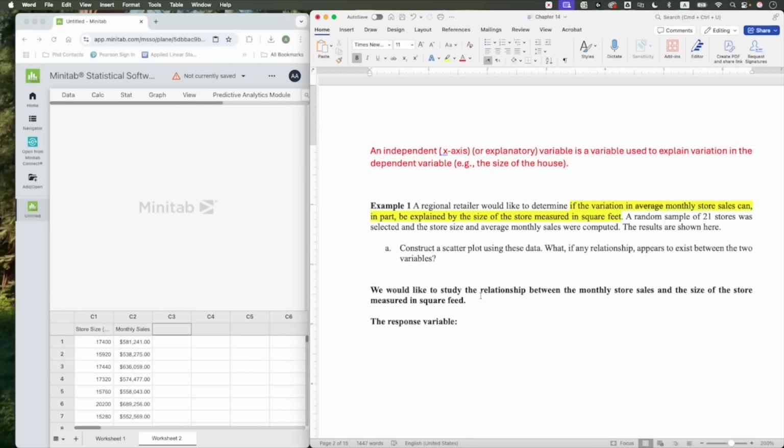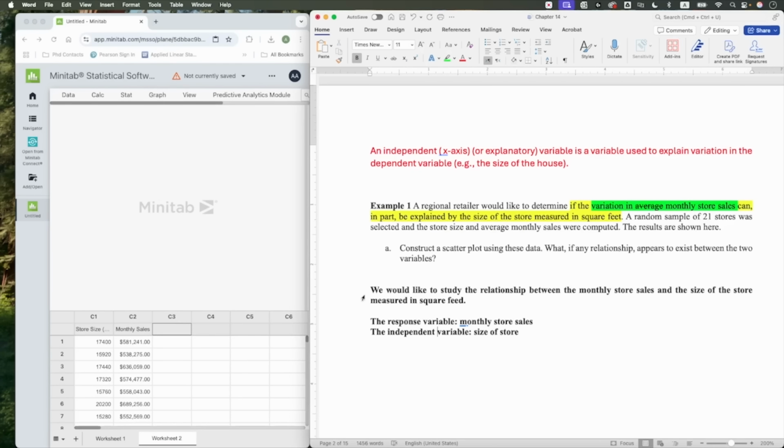The question says if the variation in the monthly store sales can be explained by... So can we explain the variation of the monthly store sales? This is the whole, okay, let me change the color. This is going to be my dependent. Can we explain the variation of the monthly store sales by the size of the store measured in square feet? So this is going to be the monthly store sales, because the question already said that to you. Can we tell something about the variation in the monthly sales just by looking at the store size? The independent variable is the size of the store, okay?